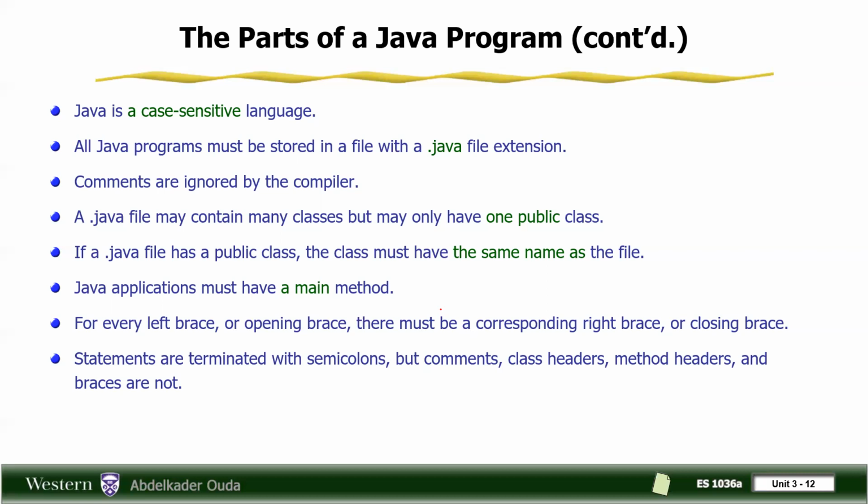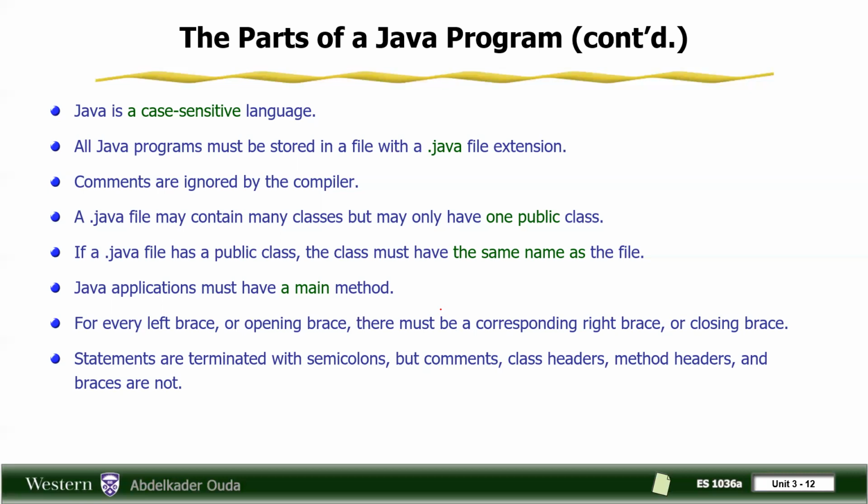All Java programs must be stored in a file with a .java file extension. We talked about this before. So when I have .java, that means this is a Java program. Comments are ignored by the compiler. A Java file may contain classes, but may only have one public class. We have public and private. We'll talk about them later. But at least we should have one public class. If a .java file has a public class, the class must have the same name as the file.